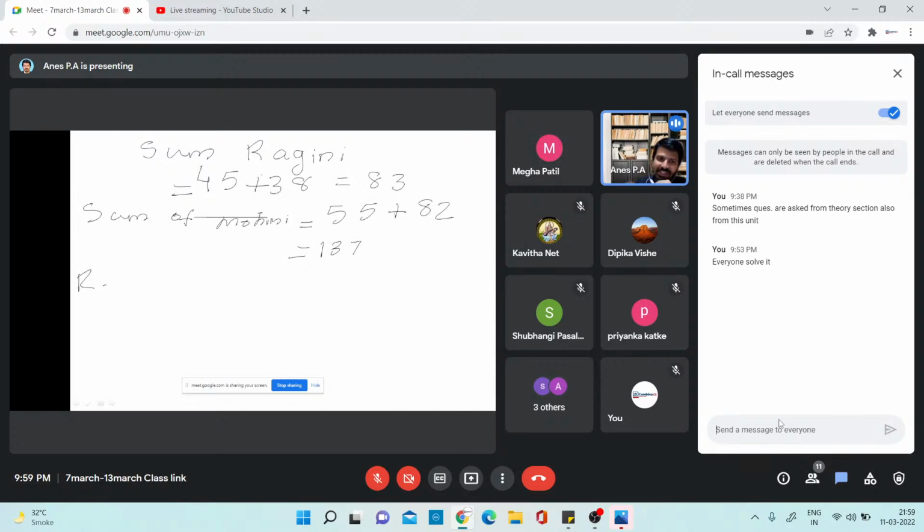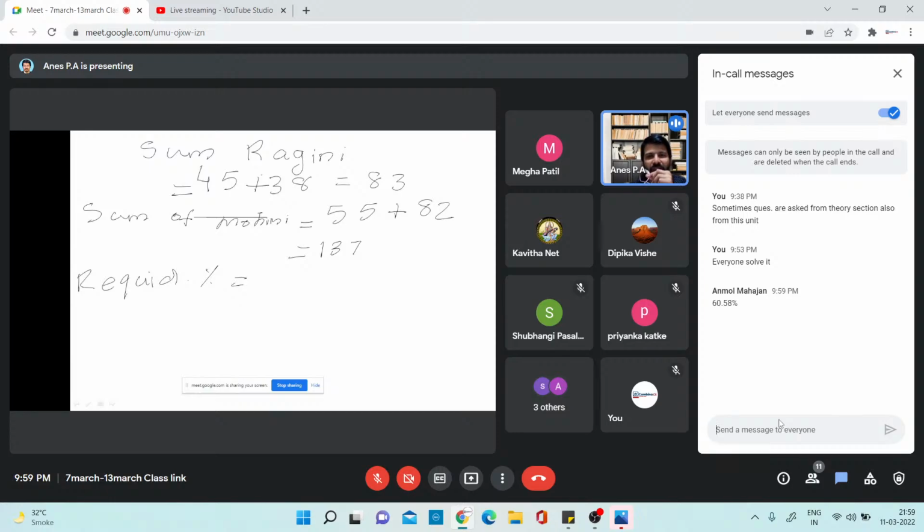So the required percentage, tell me how to find it. From out of which marks? I have to see the marks into 100. Actually, here, the question is: what's the percentage of the marks of Ragini based on the marks of Mohini? That's the question. Okay.